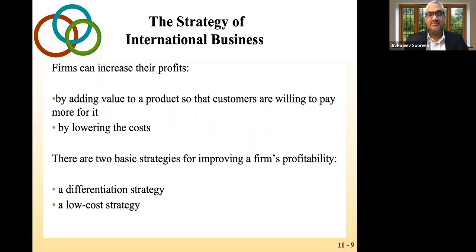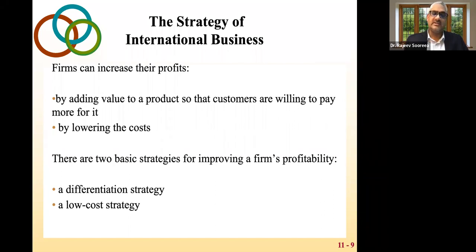A firm can also increase profit by lowering their costs. So if they can produce the product, let's say in Bangladesh, in India, in China, in some other places, as opposed to maybe Germany, which is expensive, the firm can increase the profit.